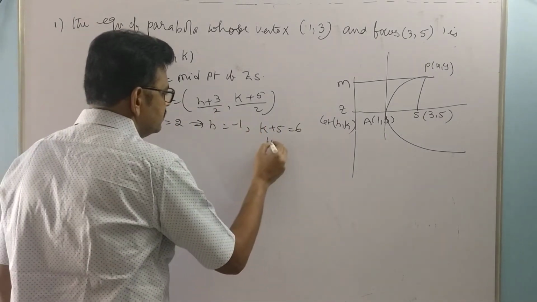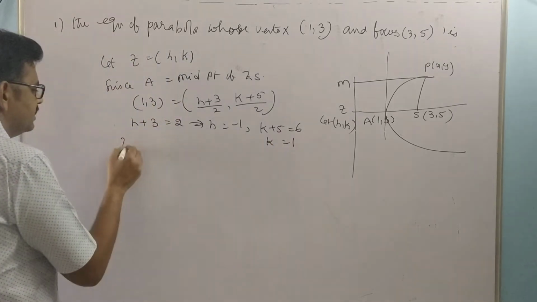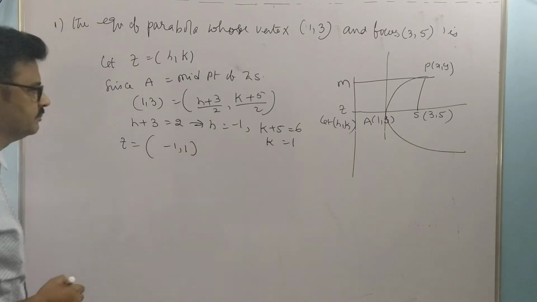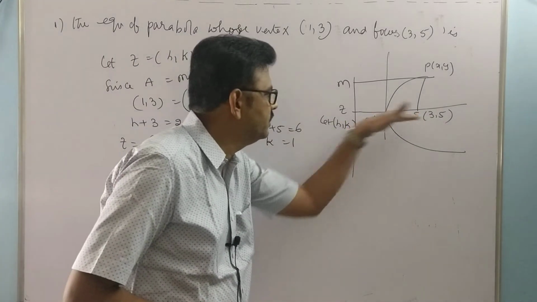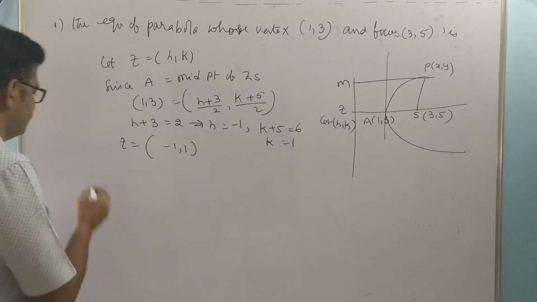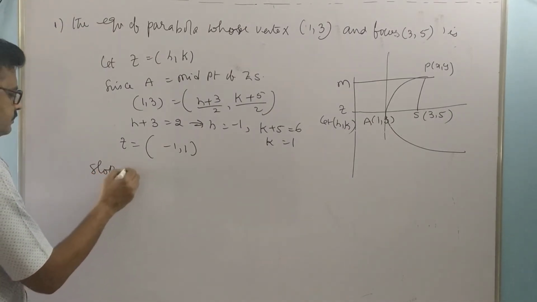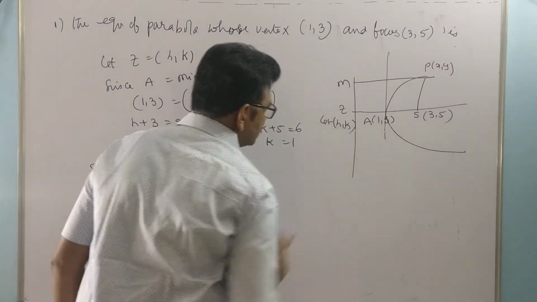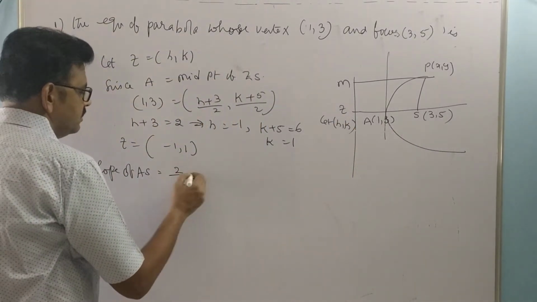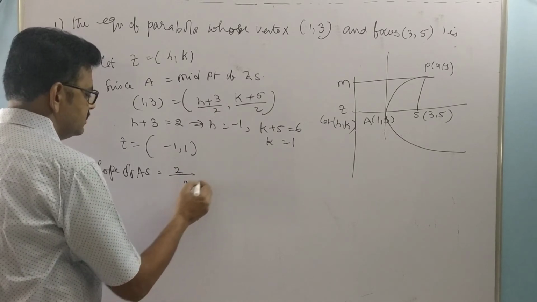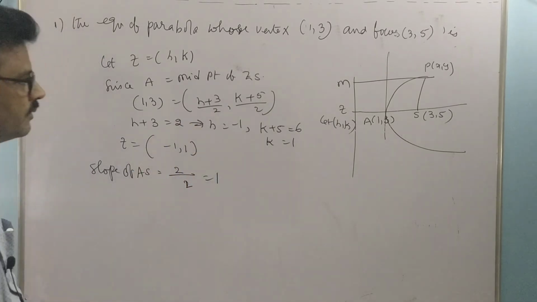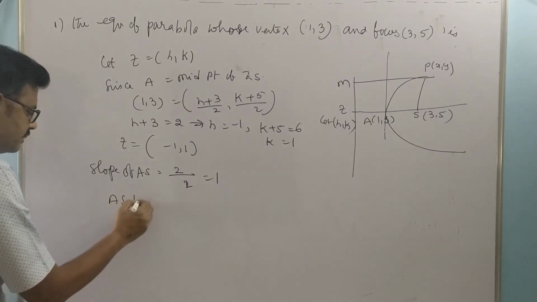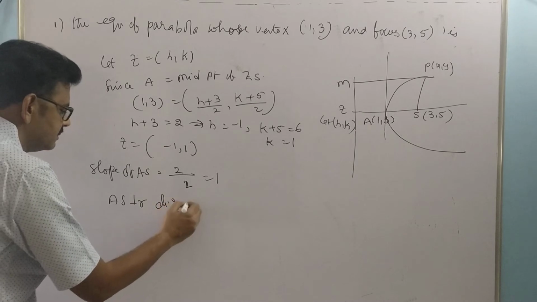Therefore k is equal to 1. Therefore the coordinates are (h, k minus 1, 1). Now find the slope of any 2 points on this line. Slope of AS is equal to (y2 minus y1), that is 2, by (x2 minus x1), that is 2, 1. Now AS means axis. AS is perpendicular to directrix.